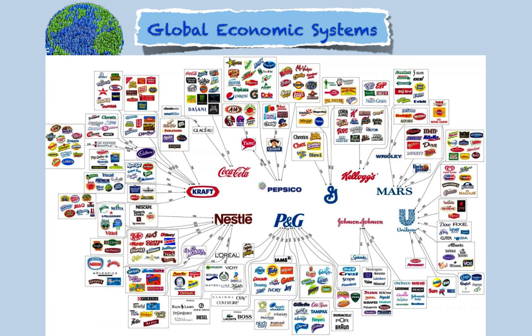Now, multinational corporations are large corporations that are headquartered in one country and have subsidiaries or branches in other countries. The image you're seeing here shows Kraft, Coca-Cola, Pepsi-Cola, P&G, Nestle, Johnson & Johnson, Unilever, Mars, Kellogg's, and General Mills. You're seeing them all in the middle, but all the other companies on the outside are the holdings of all those individual companies. They are not just single companies.